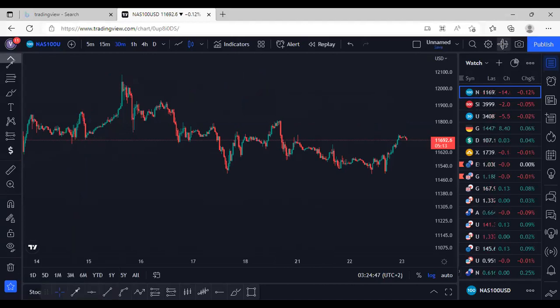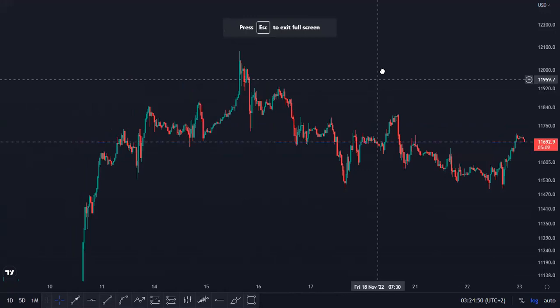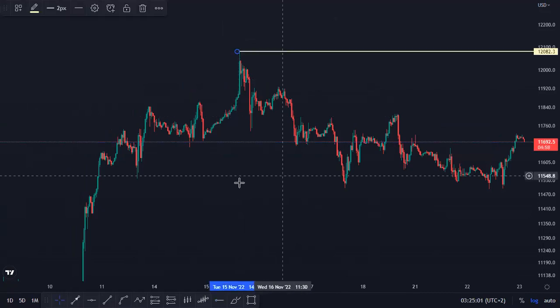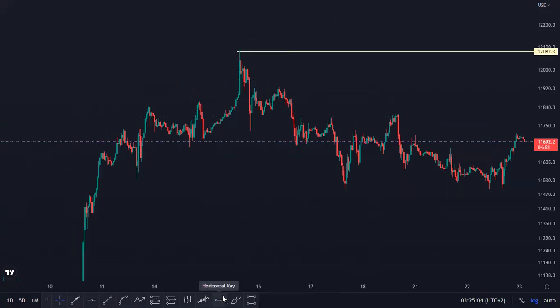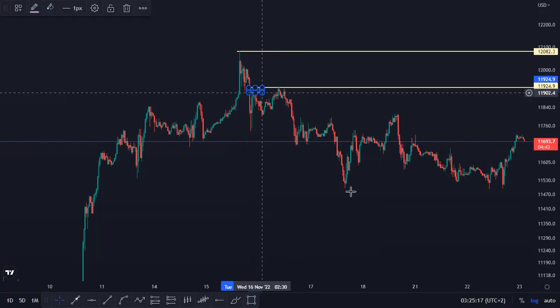So now we're having a high at the top. Then we're having a lower high, which was here.